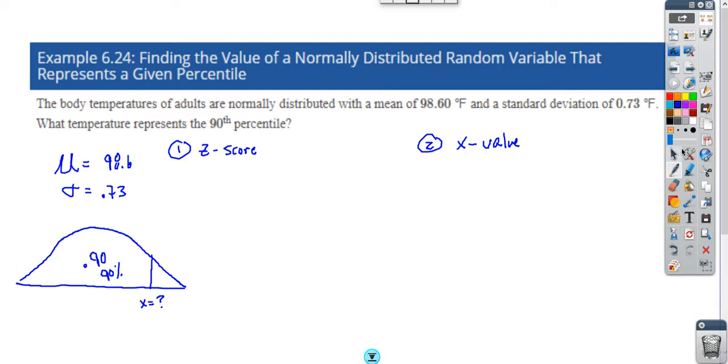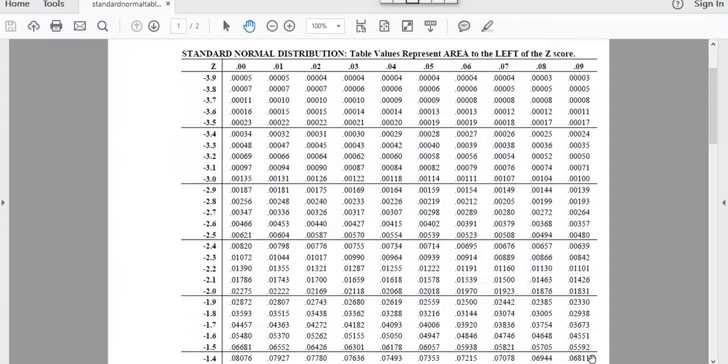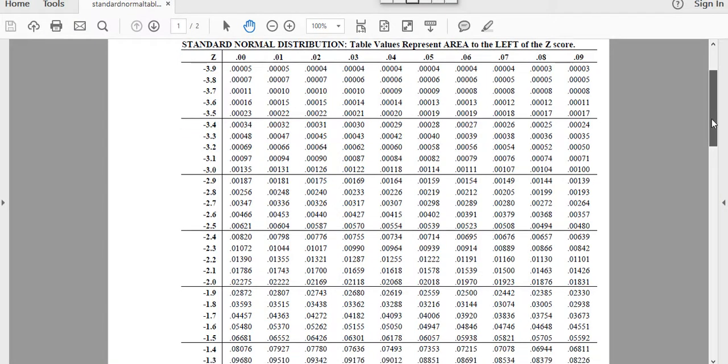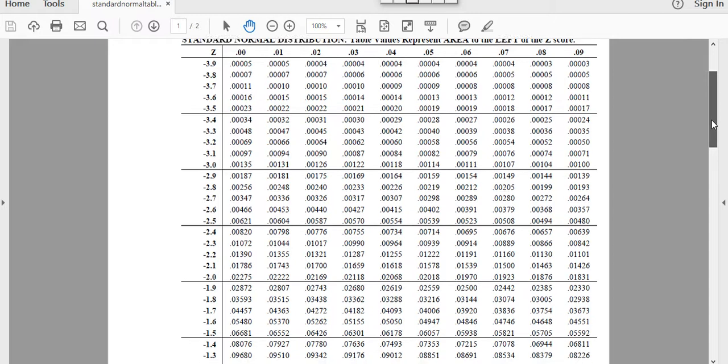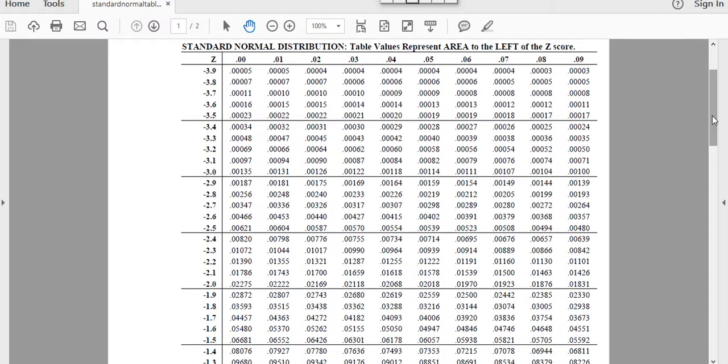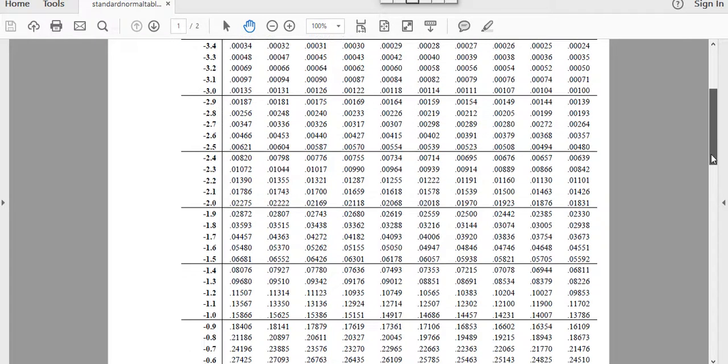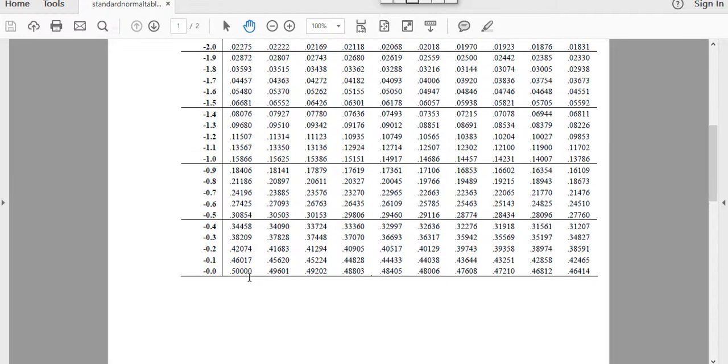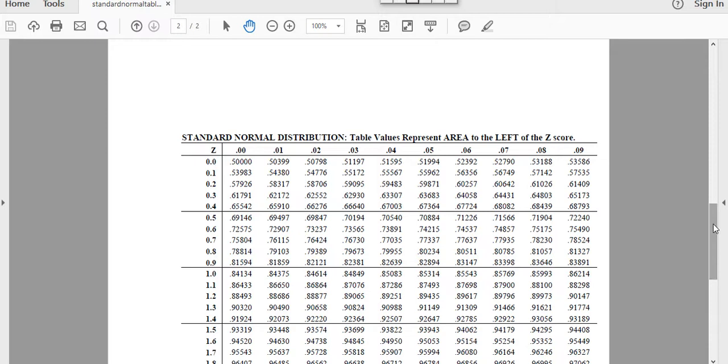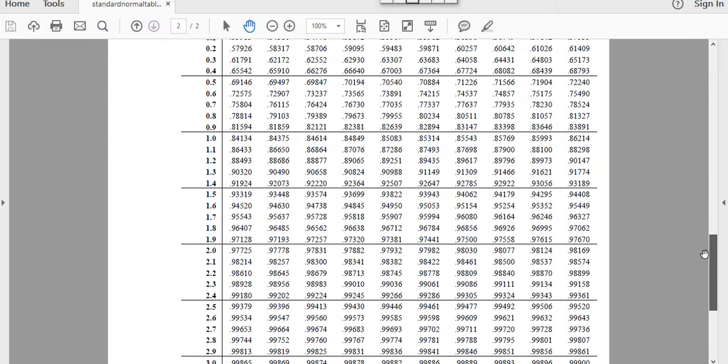So we go to our table E, or standard normal distribution table. We're looking for 0.9. So remember, on the negative side, we won't get any larger than 0.5. So we need to go ahead and turn over to the other side and see that on this side we can start seeing in our 0.9 areas.